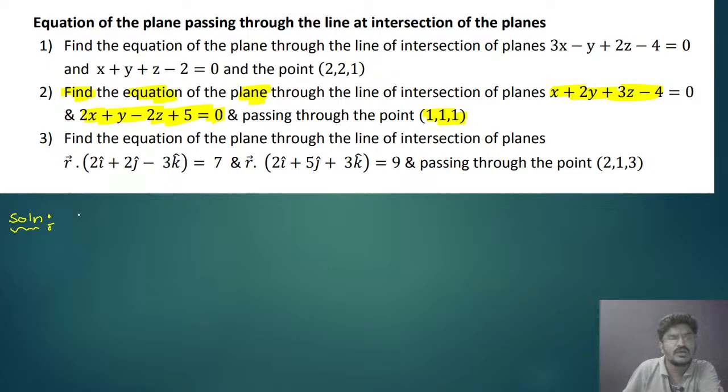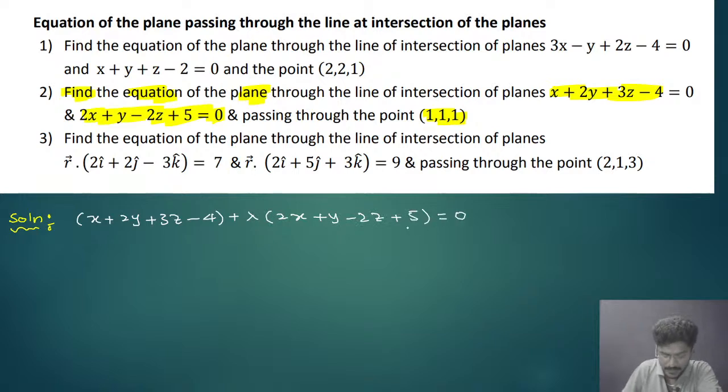Okay, so here pi 1 plus pi 2, that is x plus 2y plus 3z minus 4 plus lambda times of 2x plus y minus 2z plus 5 equal to 0. And the given point is 1 comma 1 comma 1. All of you, you solve and tell the answer. Don't tell the answer directly by looking at some answers. Okay.